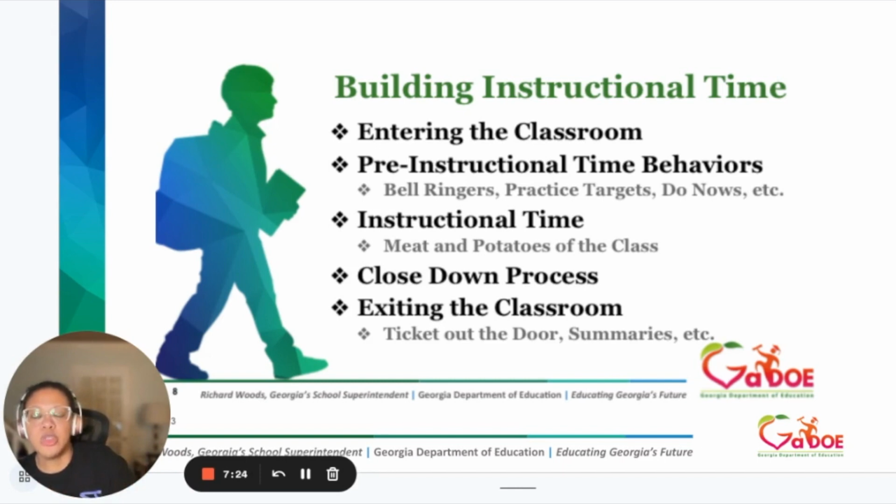Using your instructional time wisely and building it as the meat and potatoes of the class. So, where are you doing the bulk of your work? Where are they doing the bulk of their learning? Breaking it up into bite sized, attainable pieces. The older the student, the longer they can stay focused. The younger the student, the smaller the chunks need to be. But it doesn't mean that the learning doesn't need to be just as meaningful, right? So, making sure you're taking full advantage of that time in the meat and potatoes time to get everything done.